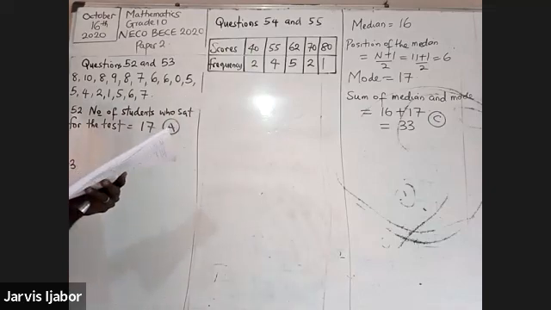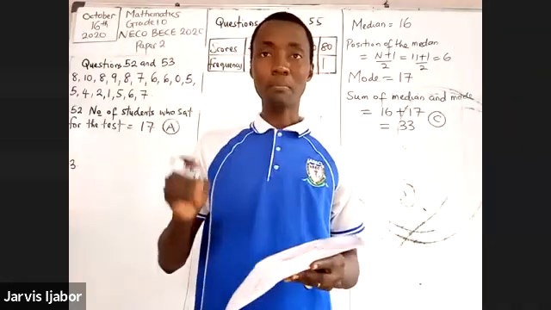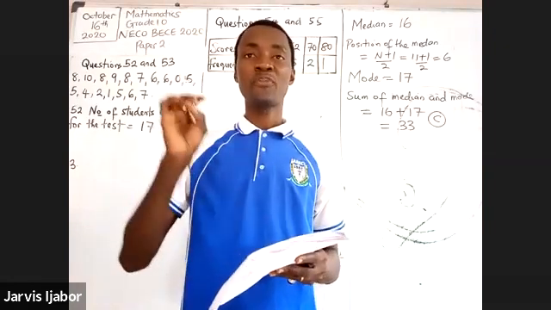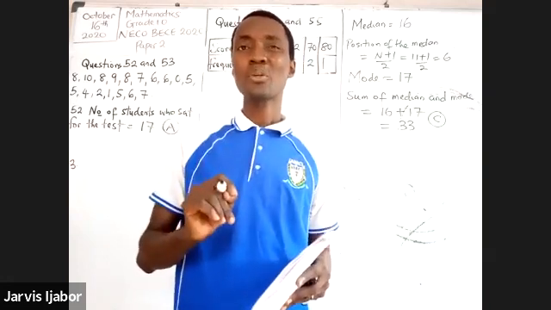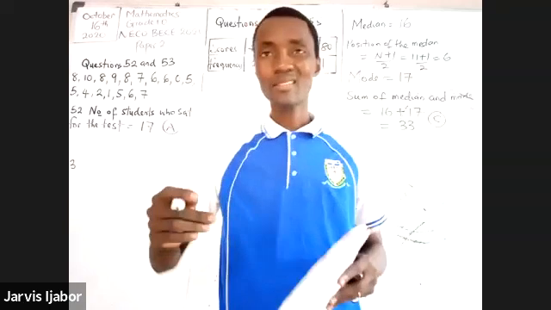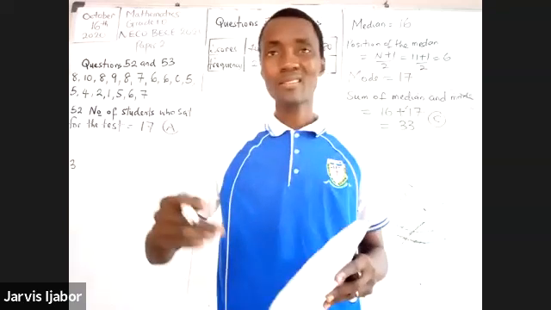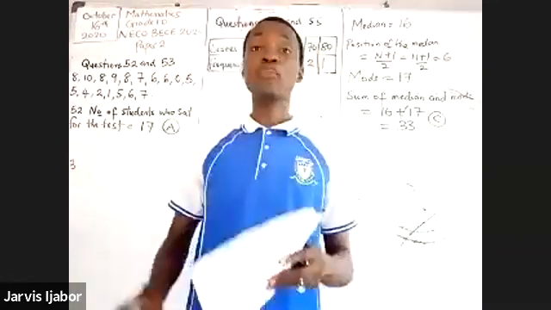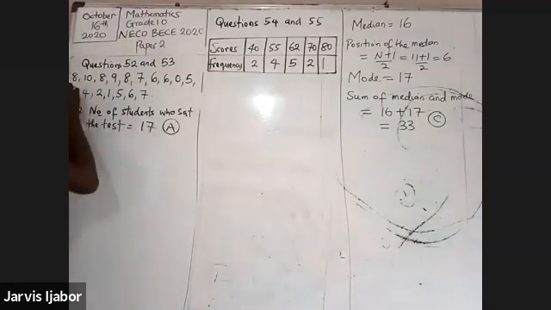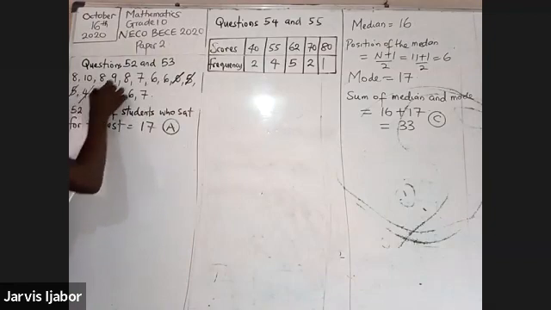Now, let's look at question 53. If the pass mark was 6, how many students failed the test? That's very simple to deduce. It means to pass the test, you must score either 6, 7, 8, 9. You don't fail the test. So identify them: 1, 2, 3, 4, 5, 6, 7. So there will be 7 students that failed the test.